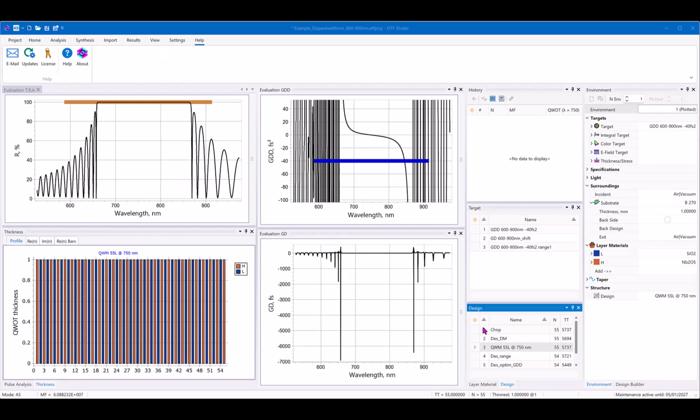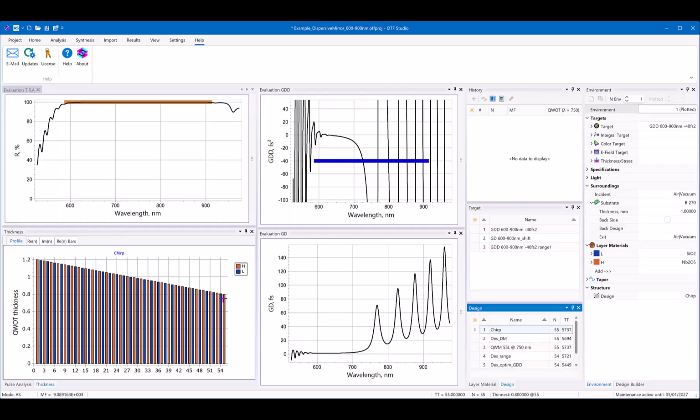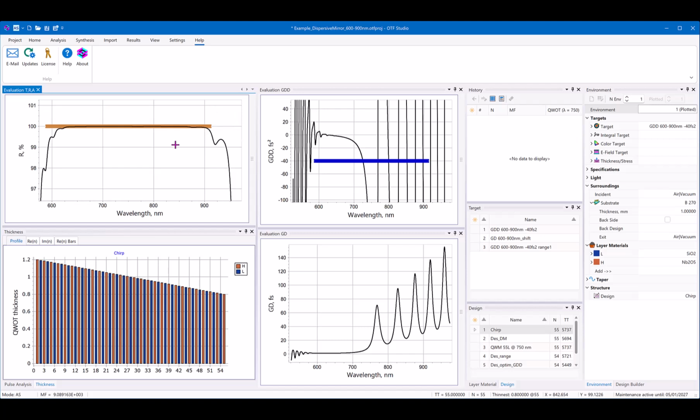Instead of the quarter wave mirror, I will take a good starting design, a chirp mirror. This is a modulated quarter wave mirror with thicknesses from 1.2 to 0.8 quarter waves at the central wavelength 750. How to generate such mirrors, please have a look at my previous videos. The link is on the top. And we can see that this starting design provides already high reflectance in the entire spectral range of interest. But of course, group delay dispersion must be optimized.